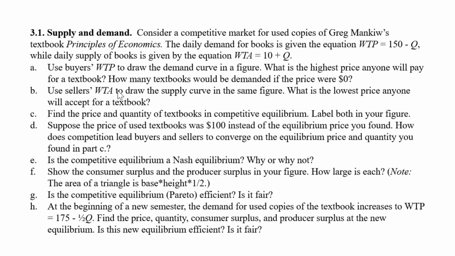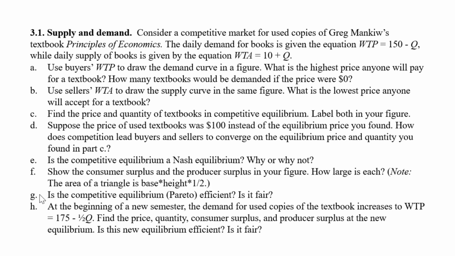So we're going to use this information to draw a buyer's demand curve and a seller's supply curve, to find the equilibrium price and quantity of textbooks, to think about an out of equilibrium price, think about why the equilibrium price is actually a Nash equilibrium, and to measure the consumer and producer surplus of this market. Finally, think about whether or not the competitive equilibrium is efficient and fair.